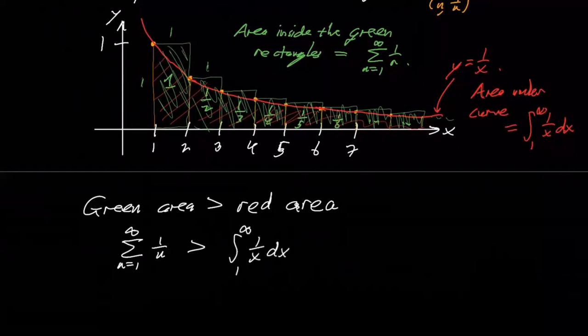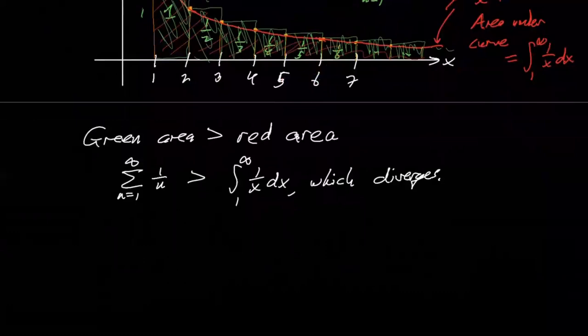But we know how this improper integral behaves. It's the natural log function as it goes to infinity, which also goes to infinity. So this improper integral diverges. And the harmonic series is bigger than it, so it also diverges. Okay, and this is nice.